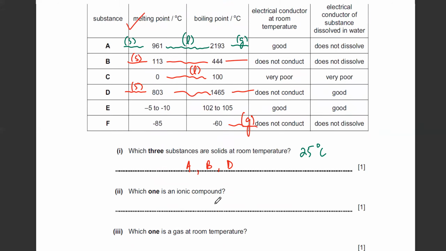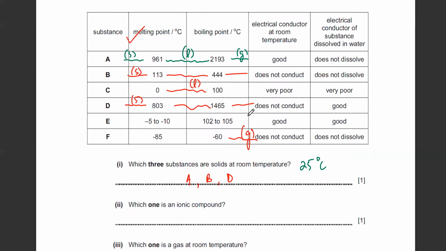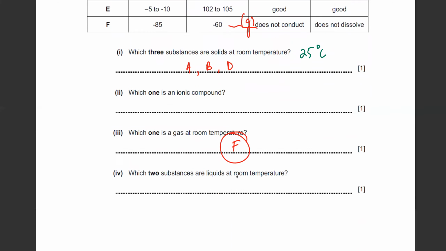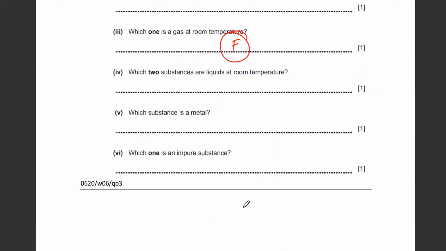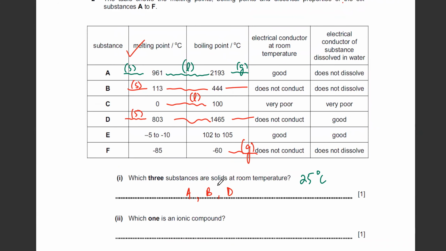Which one is a gas at room temperature? So it's this one, F. We just did that. There was only one gas at room temperature. Which two substances are liquids at room temperature? We've done that. Out of all these five, which one is an impure substance?